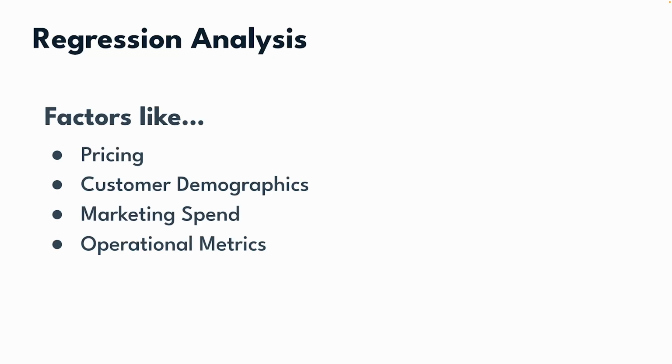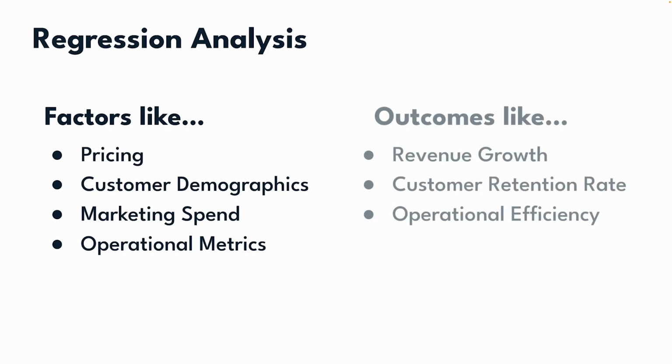The last of the 5 techniques we're going to focus on is regression analysis, which is an oldie but a goldie. In fact, it goes back as far as the late 1800s. Essentially, regression analysis is a statistical technique that's used to examine the relationship between variables. It helps businesses understand which factors, such as pricing, customer demographics, marketing spend, or operational metrics, have the most significant impact on their outcomes, such as revenue growth, customer retention rates, or operational efficiency.